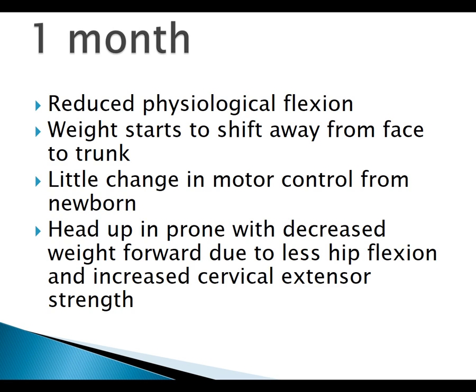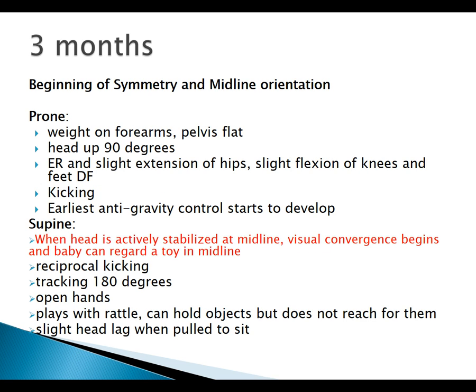That's it on that. At 3 months, we have the beginning of symmetry and midline orientation, and just more intentional movements. Midline orientation is the ability to bring both hands to the center of your body. They're not born with that, so that starts to develop around this time. Know what these babies look like in prone and supine. This is something that is tested as well when we're doing evaluations on babies.